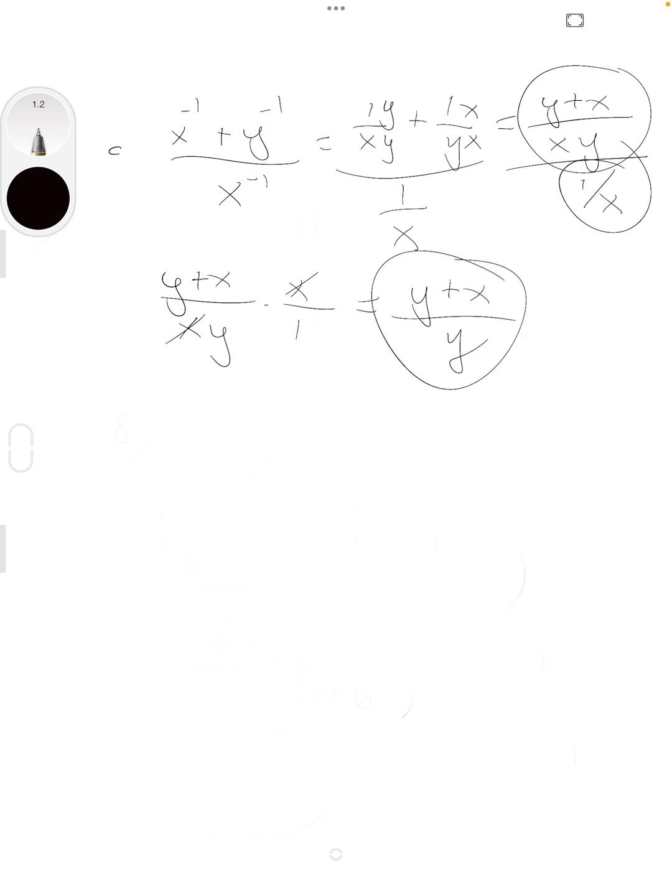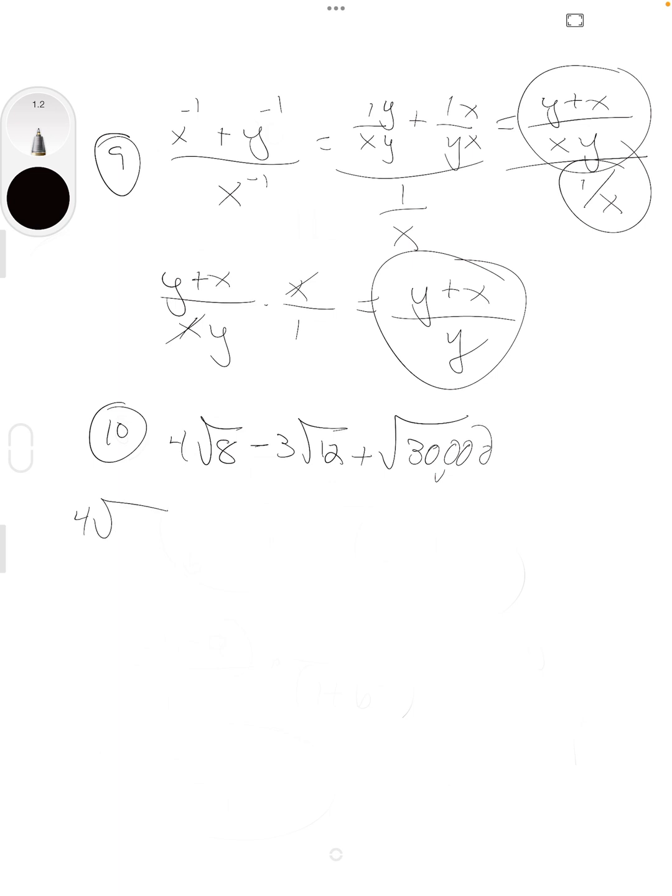That's problem number 9. Problem number 10 is 4 root 8 minus 3 root 12 plus square root of 30,000. Okay, so this is 4 root 8, which is 2 times 2 times 2, minus 3 root 12, which is root 2 times 2 times 3, plus 30,000, which is 3 times 10,000. 10,000 is 2 times 5,000. 5,000 is 2 times 2,500, which is 2 times 1,250.